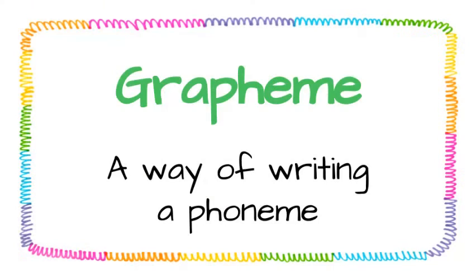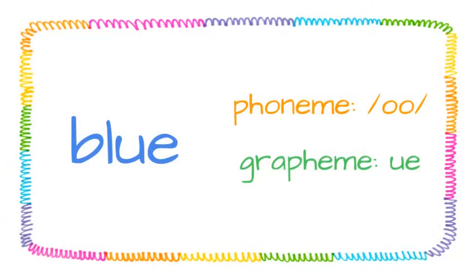And this is where our graphemes come in. So if a phoneme is the way it sounds, a grapheme is a way of writing a phoneme, a way of writing down that sound. So graphemes can vary based on where the word originated or what it means or all these different things, but we're not going to worry about that right now. We just need to know it's how we write it. So back with our example word blue, we figured out that last phoneme was oo, but the way it's written in the word blue is UE.